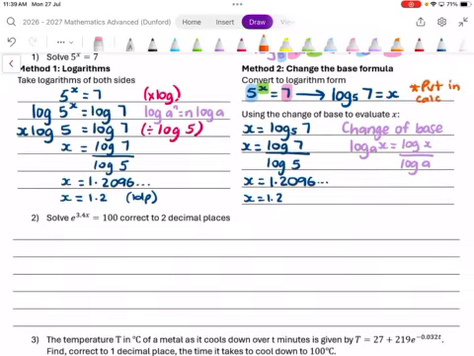Okay, question 2. We are going to solve e to the power of 3.4x equals 100, correct to 2 decimal places. So we have e to the power of 3.4x equals 100. What do we think we should do?